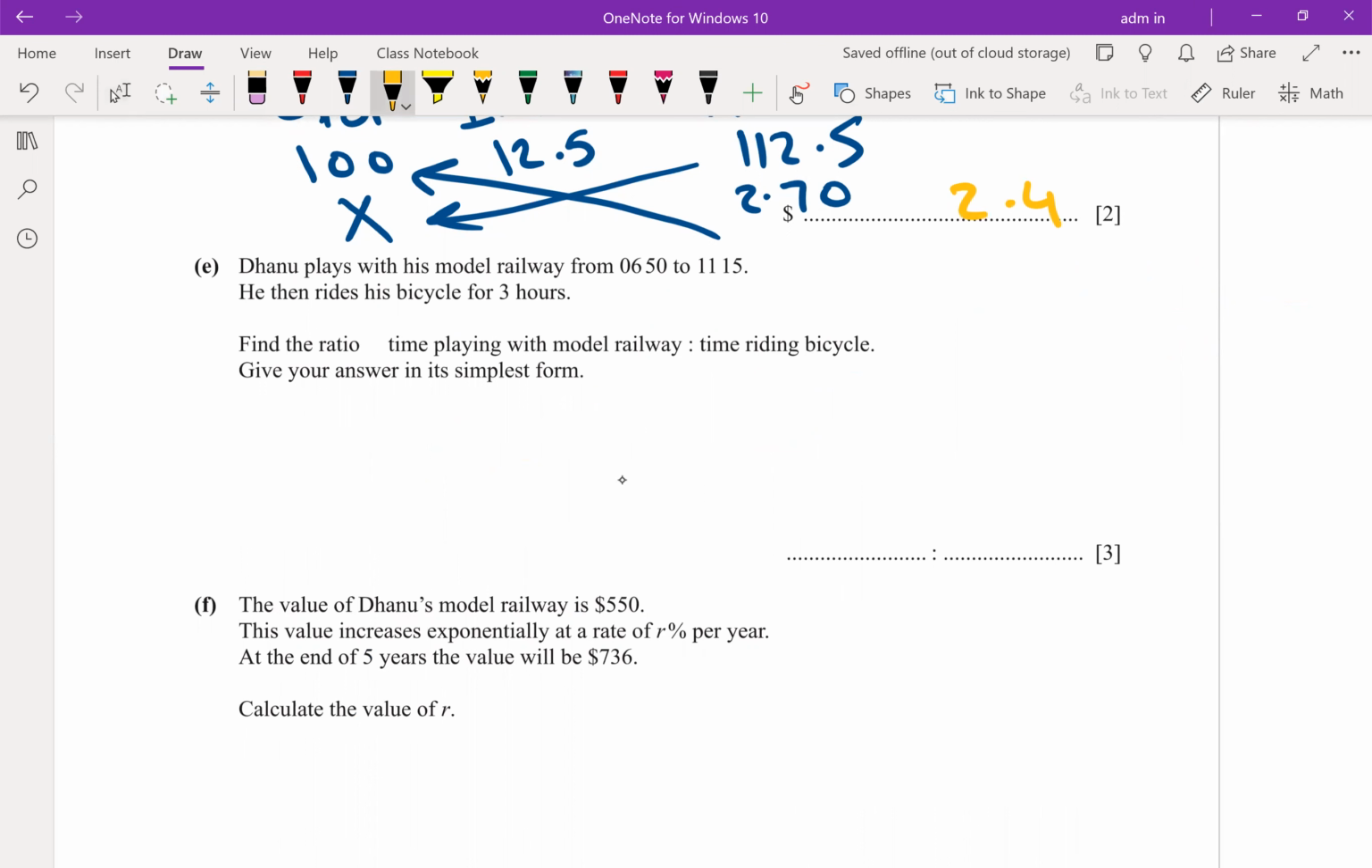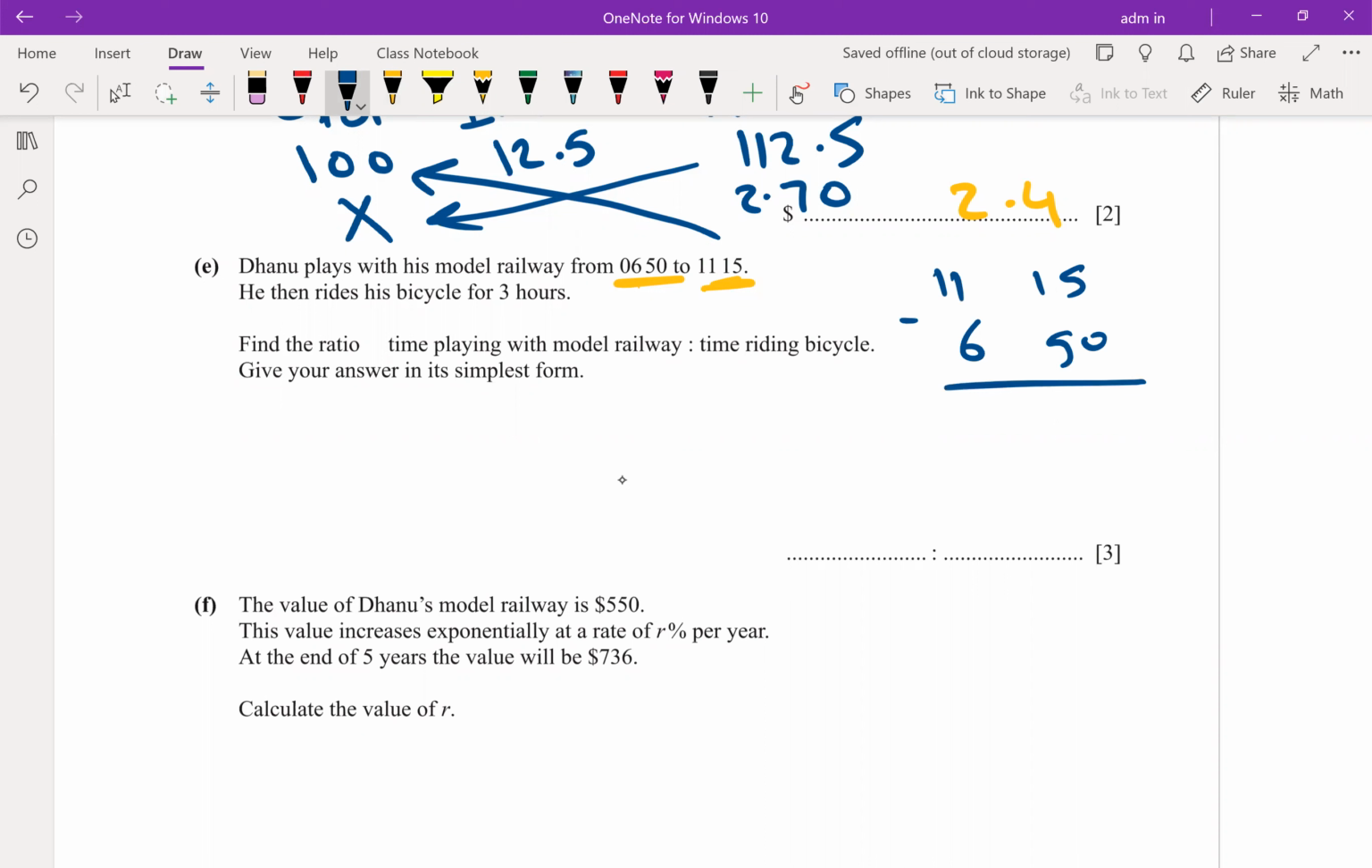Start the time, we end the time. If we start from 6:50 to 11:15, what is the duration time? How long from? We'll subtract 11:15 minus 6:50. You can use your calculator. Give me the final answer if you subtract.